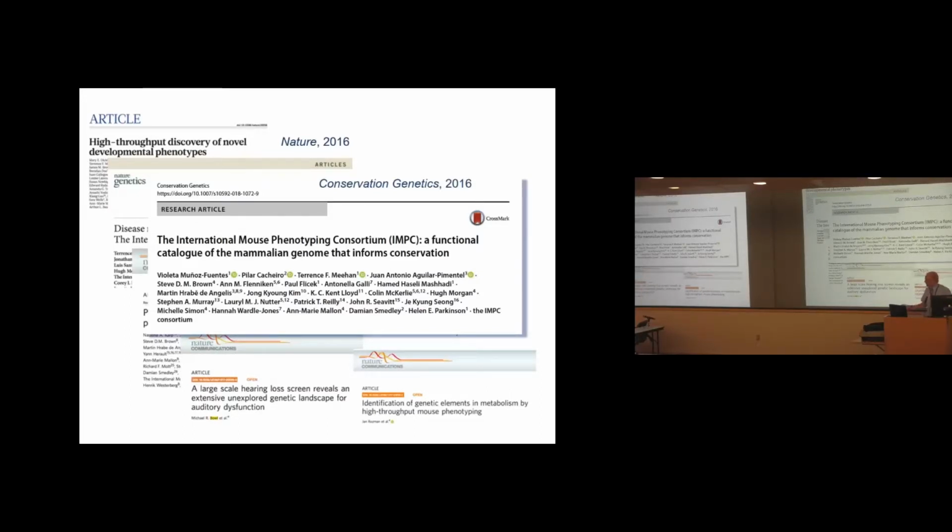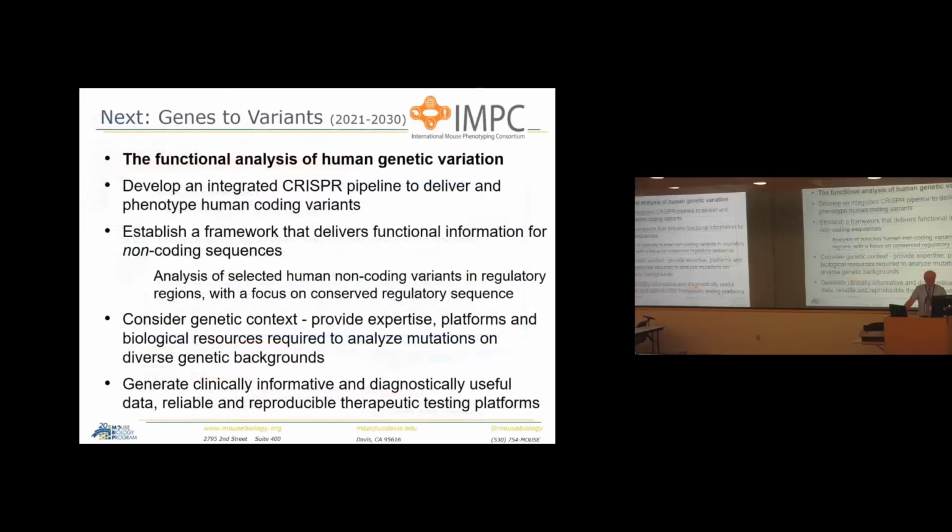So for example, in this large-scale hearing loss screen, of the 500 genes that were looked at, 300 or so were shown to have a hearing defect. 50 of these were known, but there are another 250 that were completely new and novel. So really, it adds an enormous amount of good new knowledge and very interesting information for moving forward. Again, not the be-all and end-all, but at least a way to step forward.